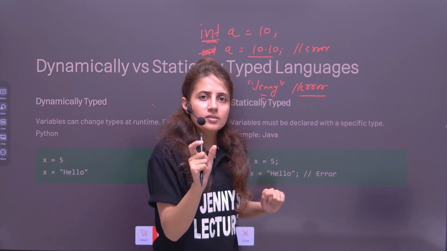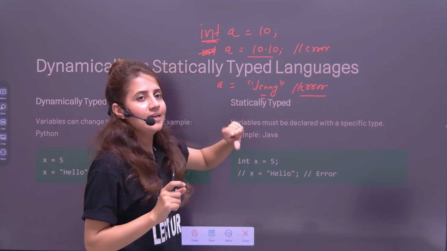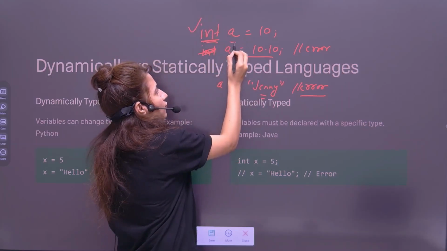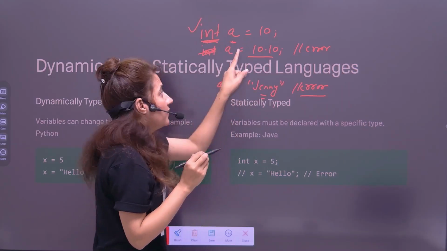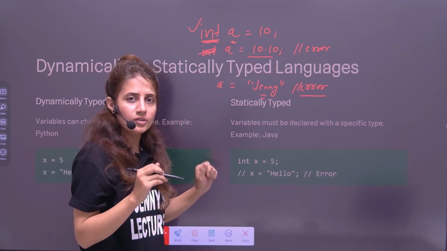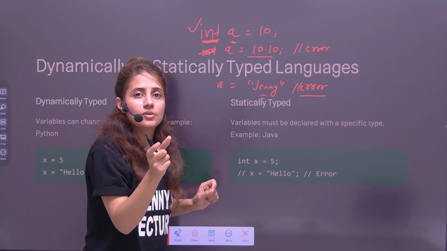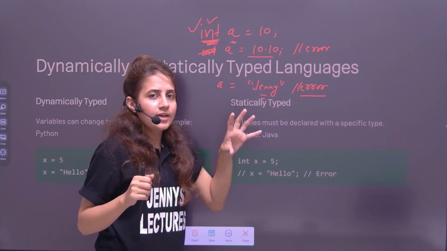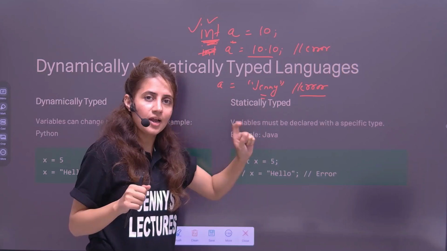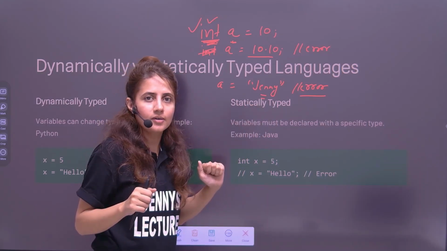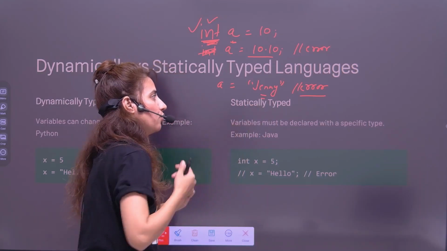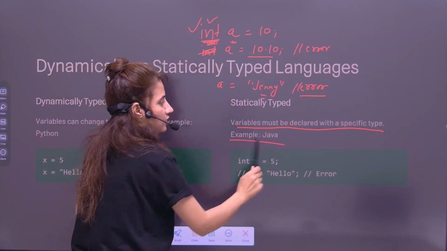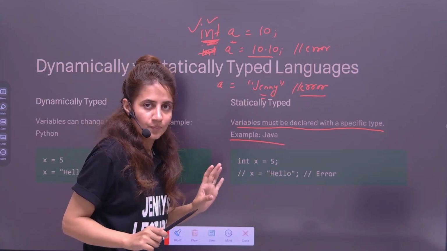And this thing is known as static typing. In Java, we have to define the type of a variable at the time of declaration only. That's why Java is a statically typed language, because this type is static. This is fixed. We cannot change this. We have fixed this at compile time only, right? That's why Java is a statically typed language. Statically typed means the variables must be declared with a specific type.